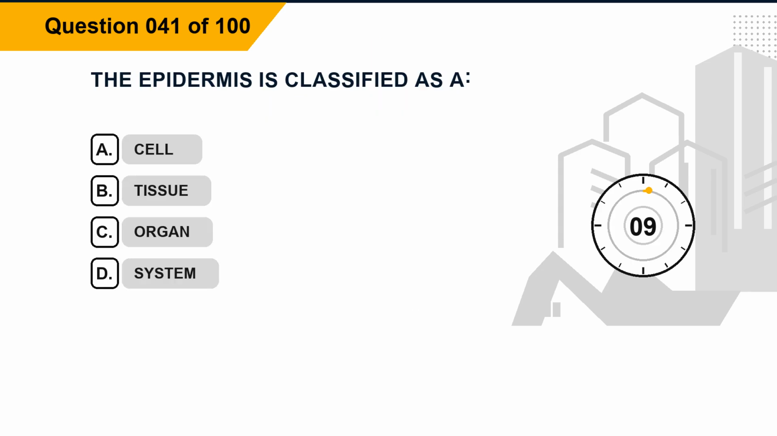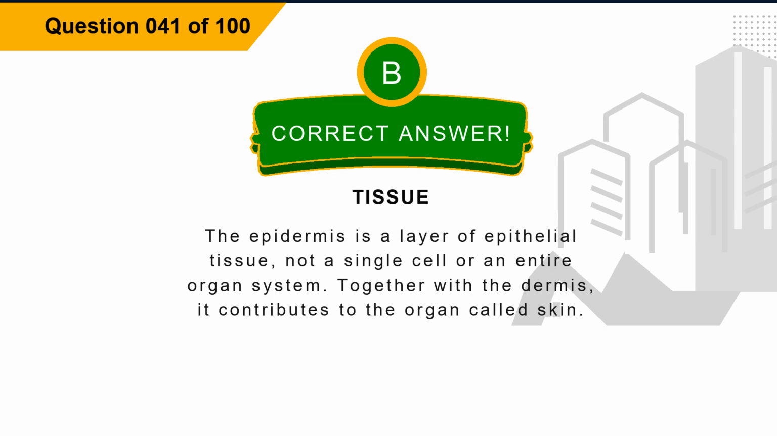Question 41. The epidermis is classified as A. Option A, cell. Option B, tissue. Option C, organ. Option D, system. The correct answer is option B, tissue. Explanation. The epidermis is a layer of epithelial tissue, not a single cell or an entire organ system. Together with the dermis, it contributes to the organ called skin.